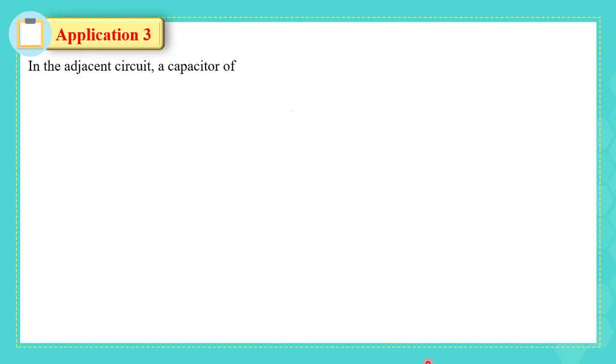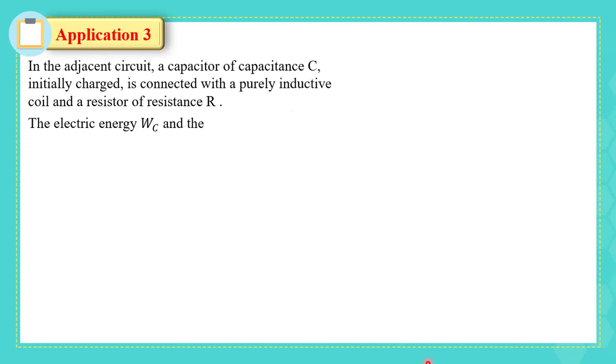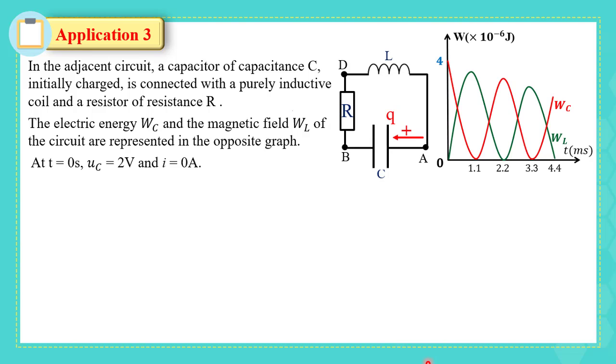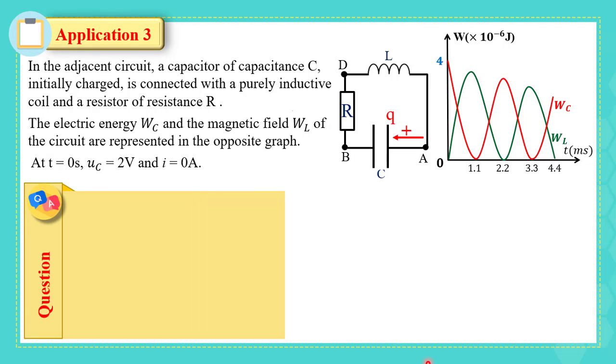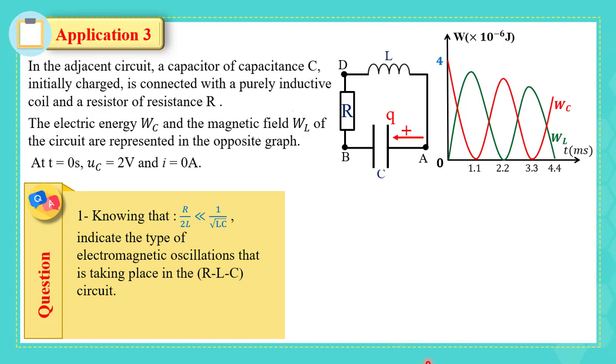Let's solve an application. In the adjacent circuit, a capacitor of capacitance C, initially charged, is connected with a purely inductive coil and a resistor of resistance R. The electric energy and the magnetic energy of the circuit are represented in the adjacent graph. At T equals 0, UC equals 2 volts and I equals 0 ampere. The first question. Knowing that R over 2L is less than 1 over the square root of LC, indicate the type of electromagnetic oscillations that is taking place in the RLC circuit.